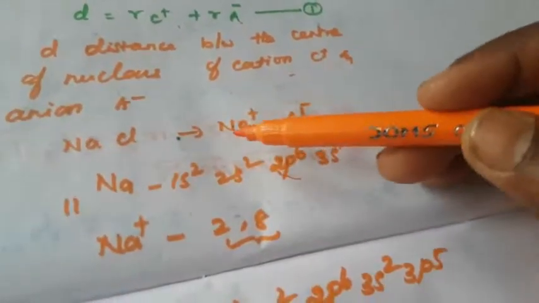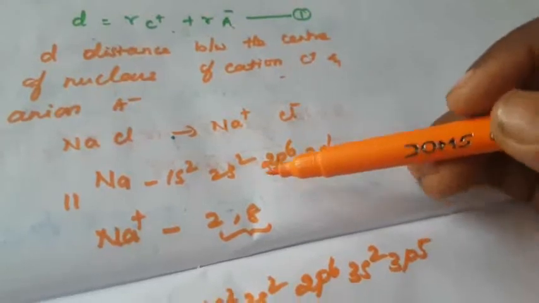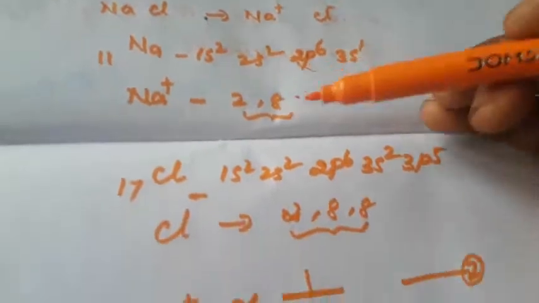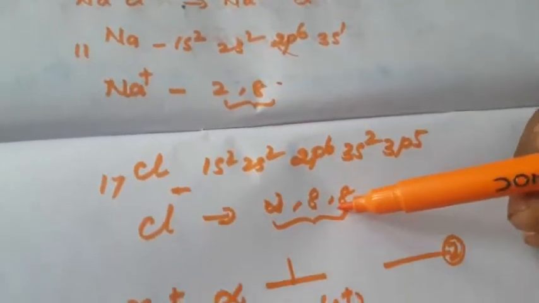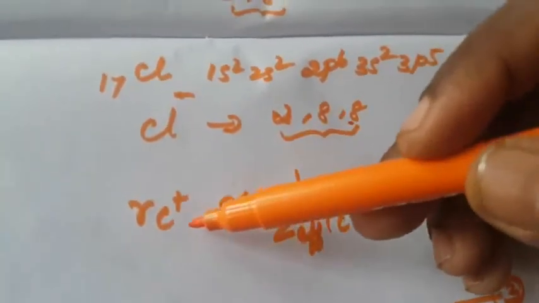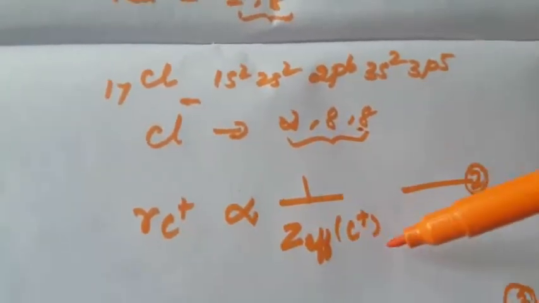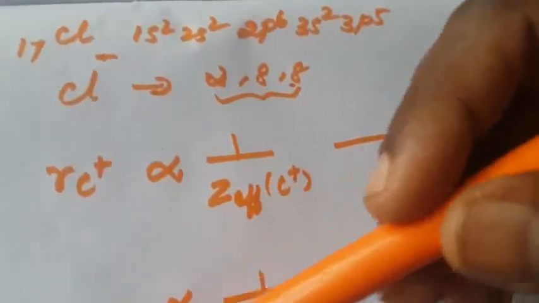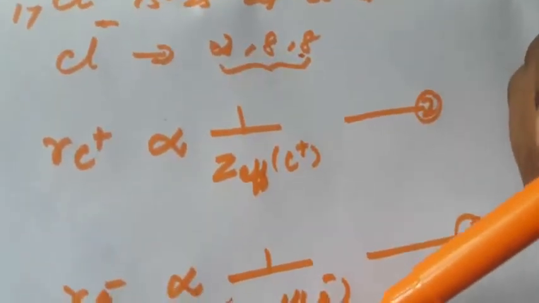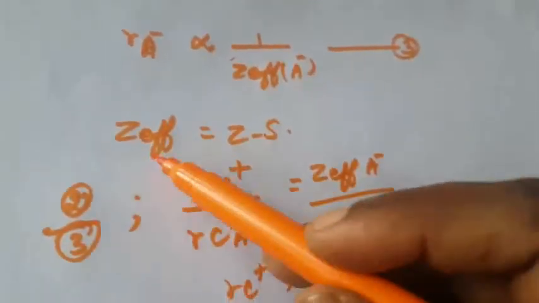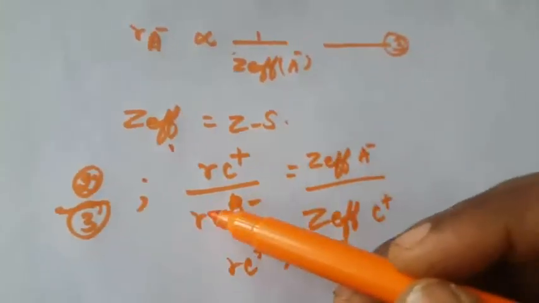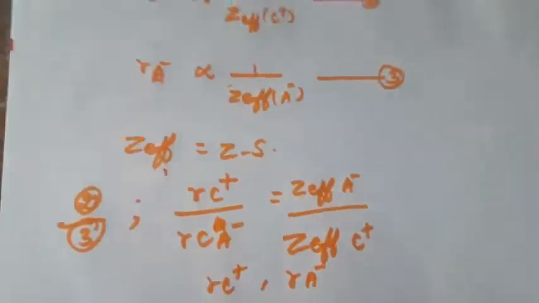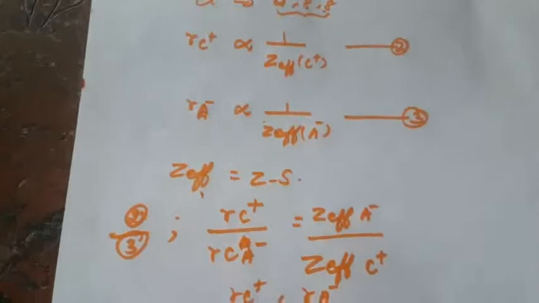So they considered sodium chloride or potassium chloride, which also have the noble gas configuration. Na plus has noble gas configuration, Cl minus also has noble gas configuration. So the radius of cation is inversely proportional to the effective nuclear charge of the cation. This is also inversely proportional to the effective nuclear charge of the anion. What is meant by effective nuclear charge? Z minus S. Dividing the equations, we can conclude for C plus and A minus, the cation and the anion.